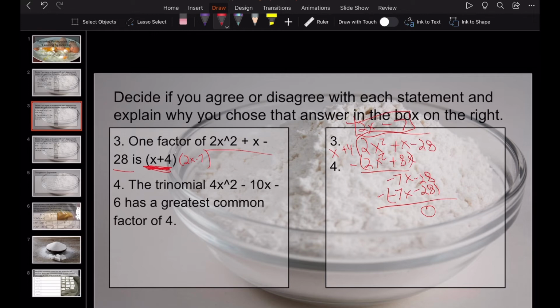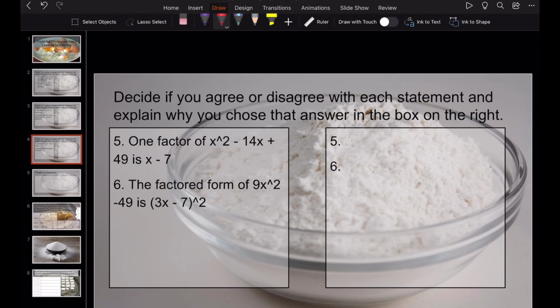The trinomial 4x squared minus 10x minus 6 has the greatest common factor of 4 for number 4. So there's a 4 in this first one, but 4 cannot fit evenly into 10, and 4 cannot fit evenly into 6. It would have some sort of decimal value as the other factor. So 4 is not the greatest common factor of that trinomial. And 3 would be an agree, because whenever you divide, it works out.